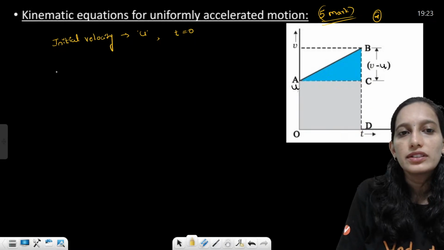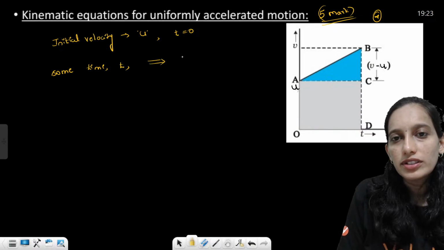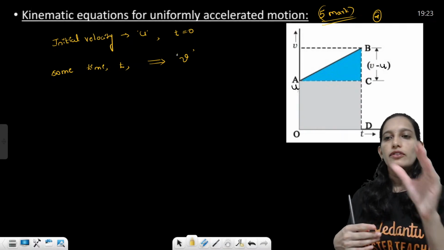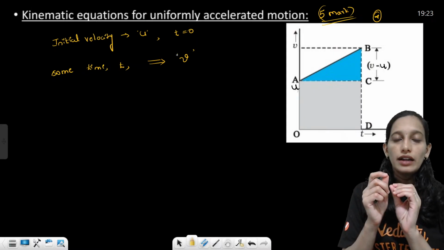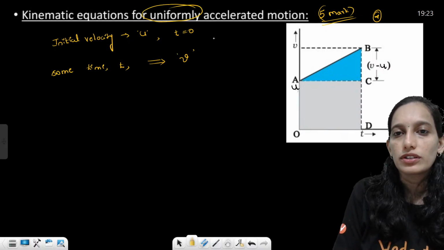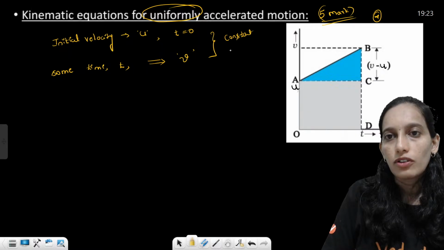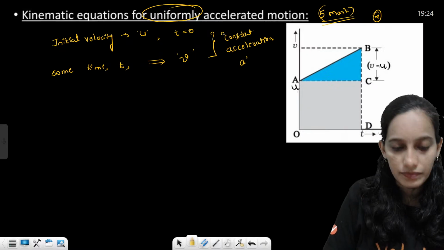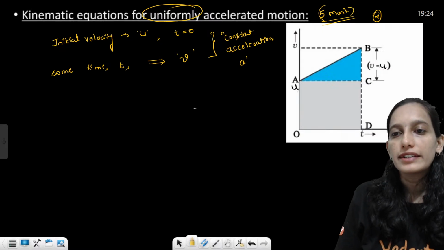Okay, and after some time t, the velocity of the object I am taking as v. We usually take that as the final velocity for the given time interval. Initial velocity u, final velocity v after some time t. And the question says uniformly accelerated motion, so the object is moving with constant acceleration a. I am taking it as constant acceleration a. Okay, hope it is clear.